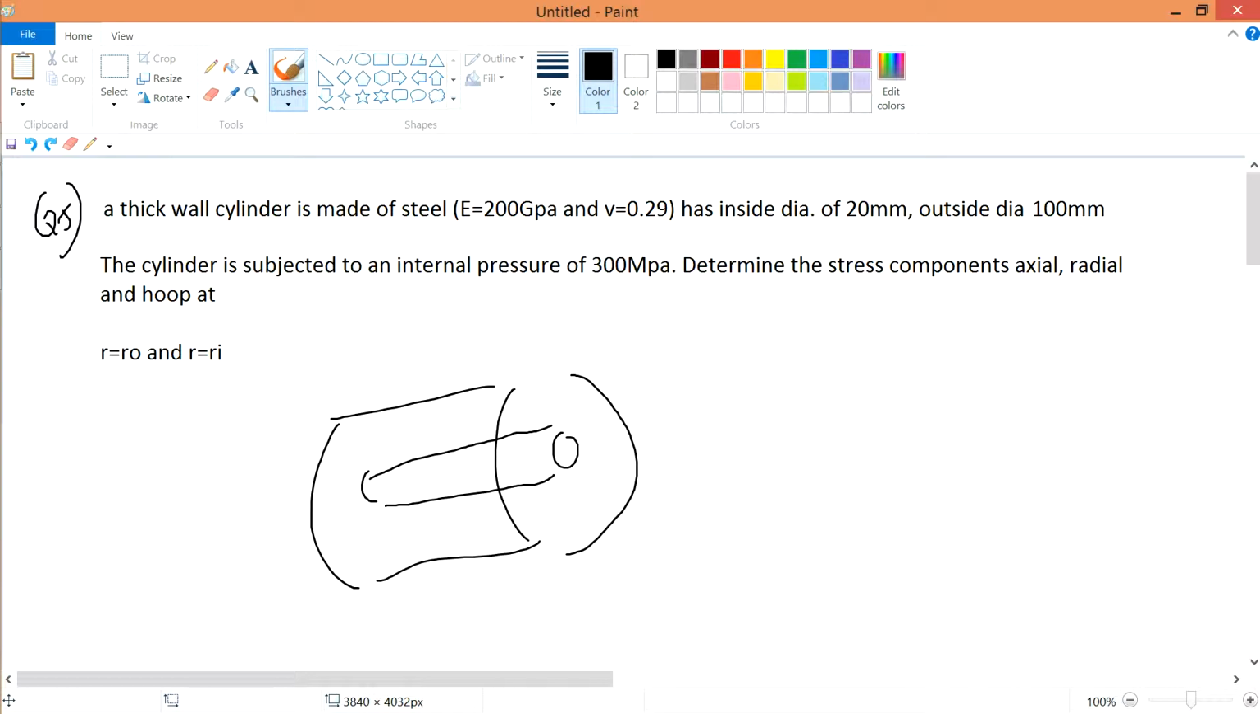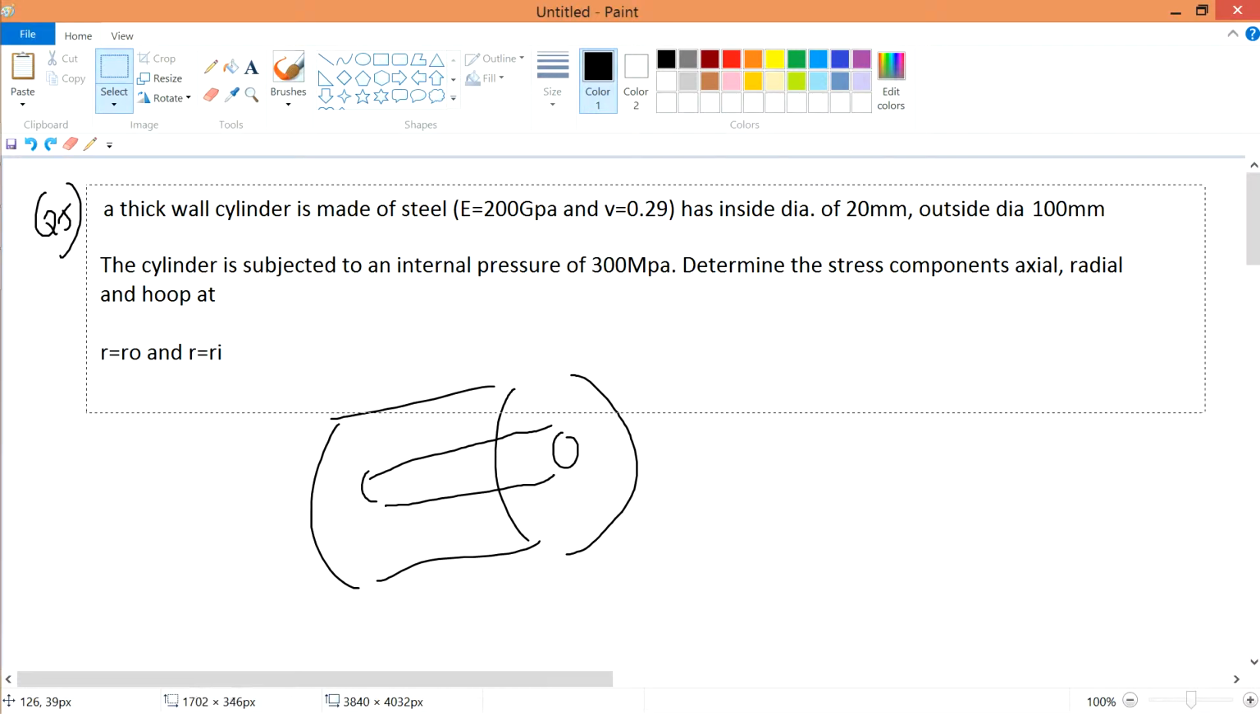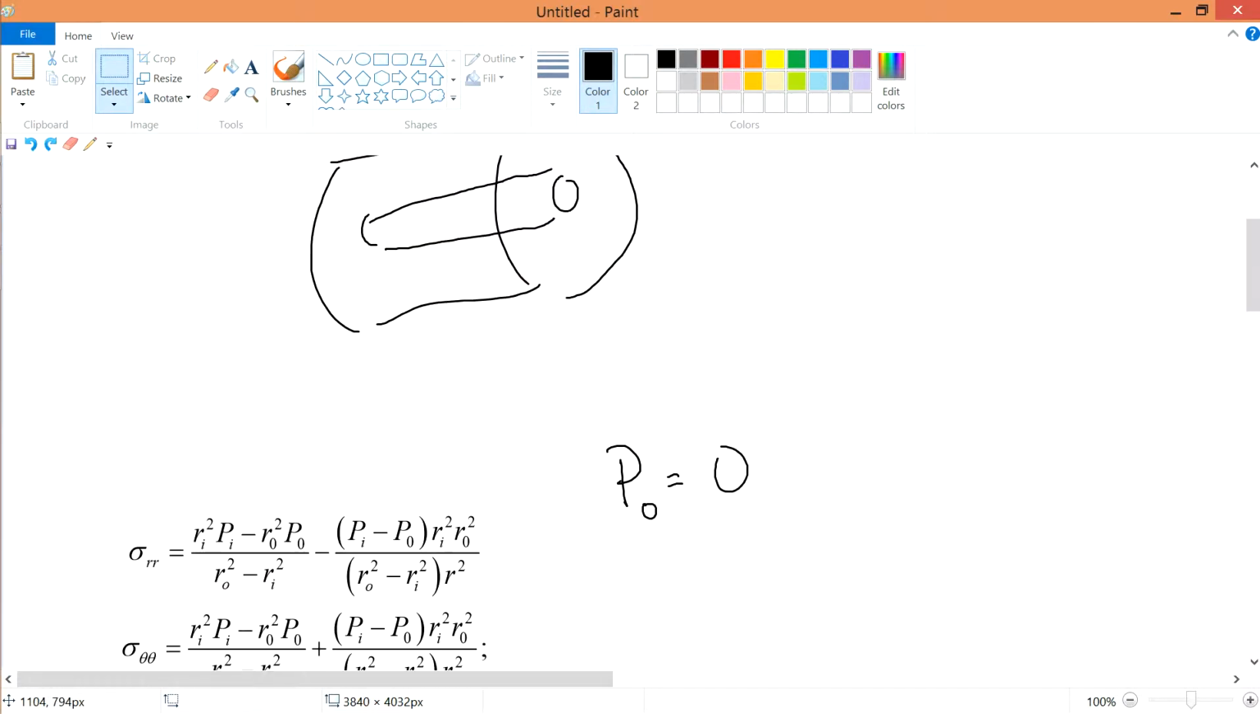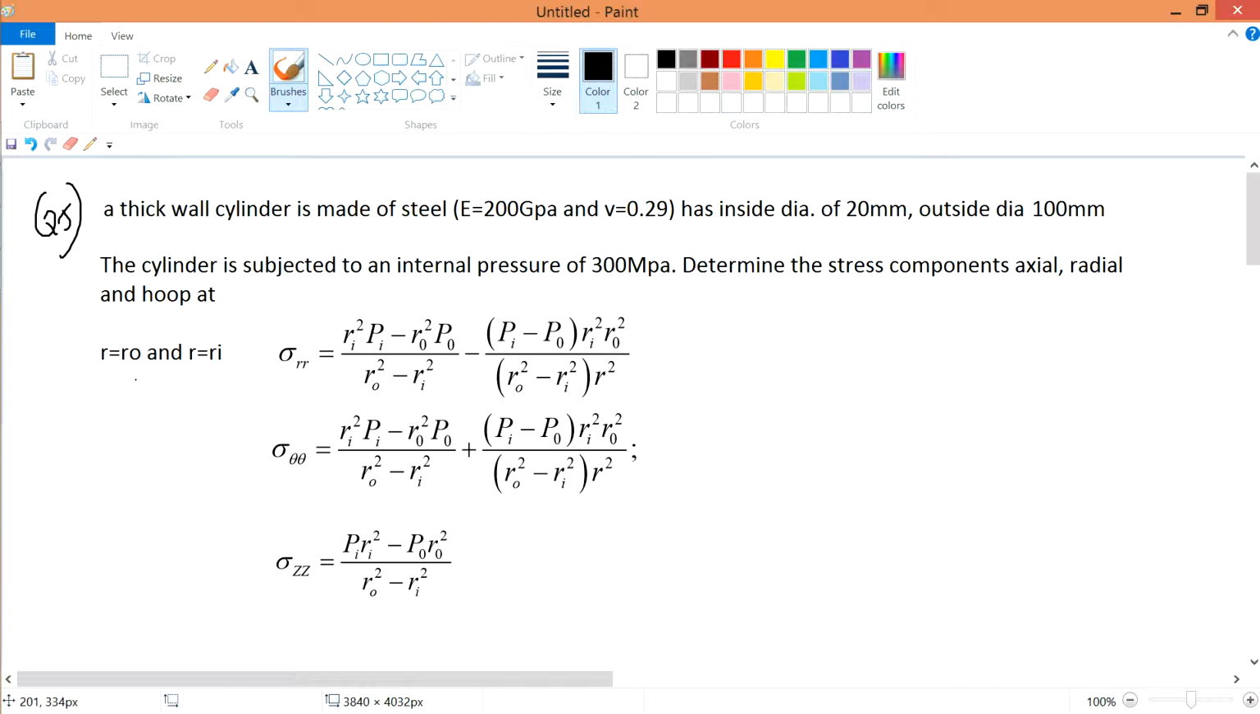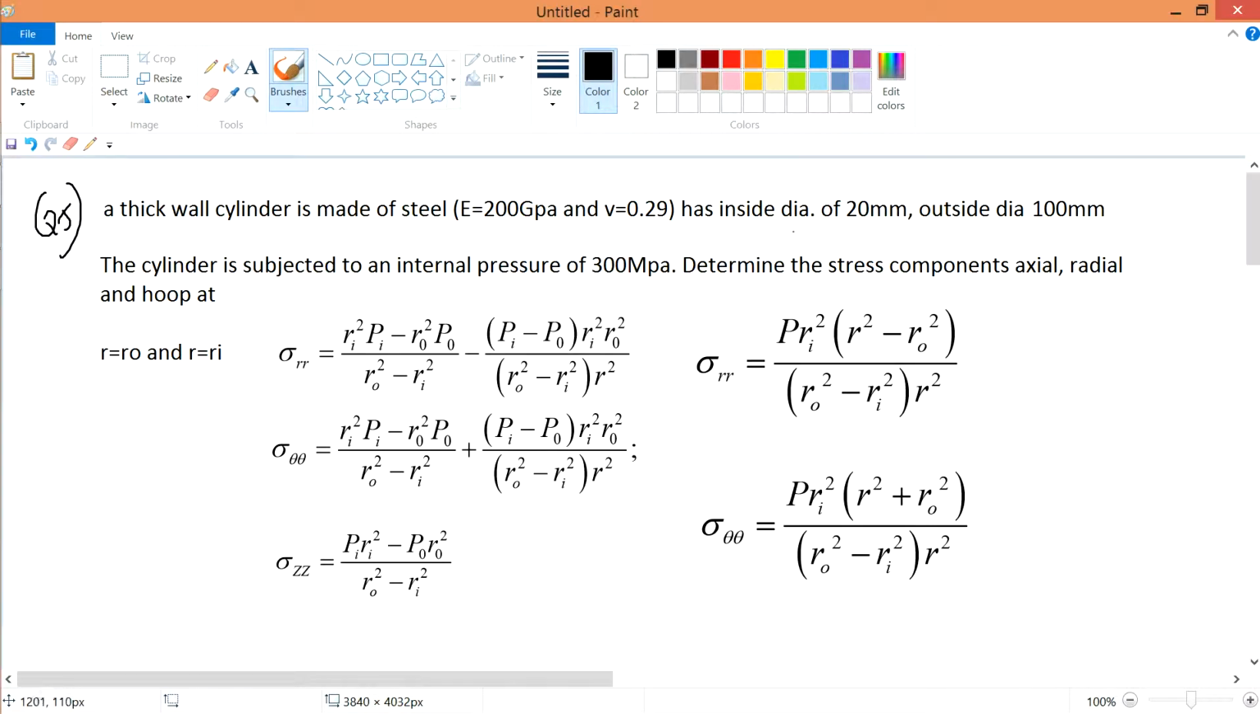Just remember that this is only part A. Later on we'll go to part B. Just hang on first. They want us to find the stresses at r equals r_out and r equals r_in. If you take a look clearly, there is some form of r over here. Hold on. In fact, we should also choose this formula.